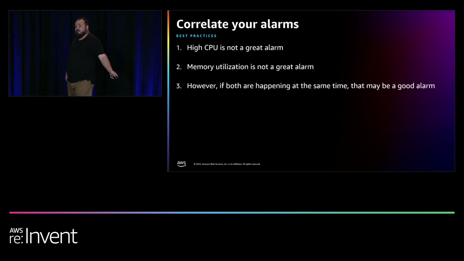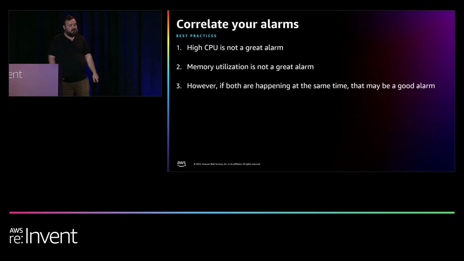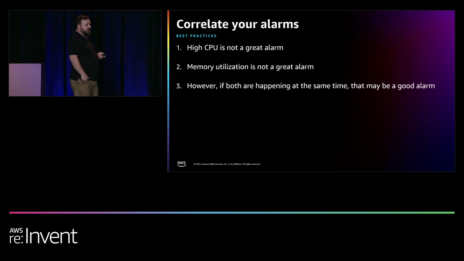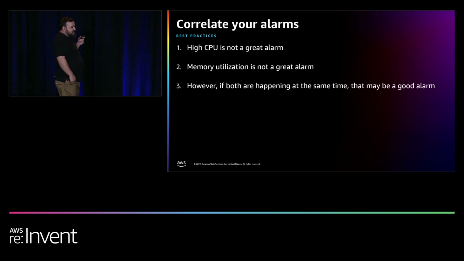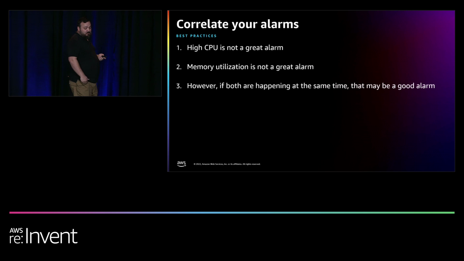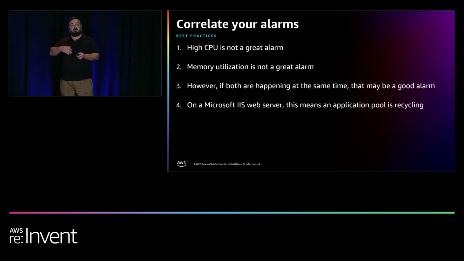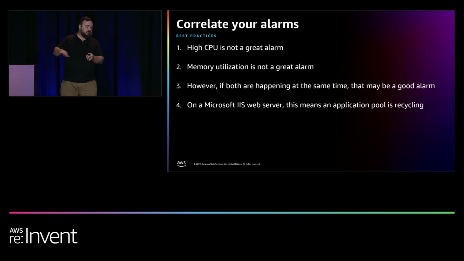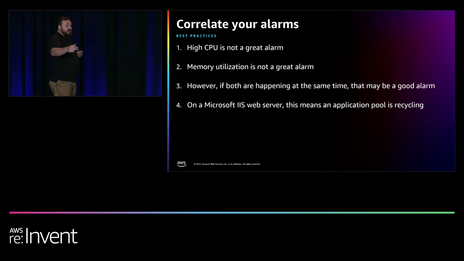Let's say CPU is going up to 100% and memory has just dropped off a cliff. In a Windows workload with IIS, this is a very bad thing for users because what's basically happening is an application pool is recycling, all requests are being stopped, and the CPU is going high. So if you can measure these two things or correlate two alarms at the same time, and then alarm on that, this is very powerful.